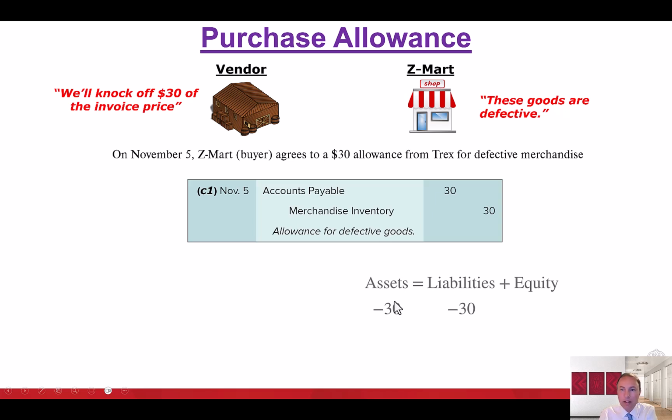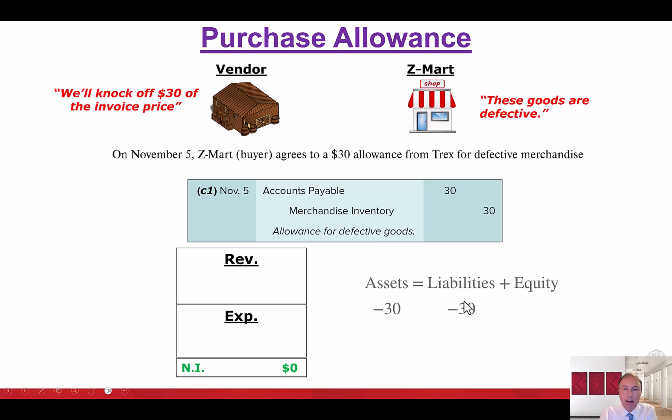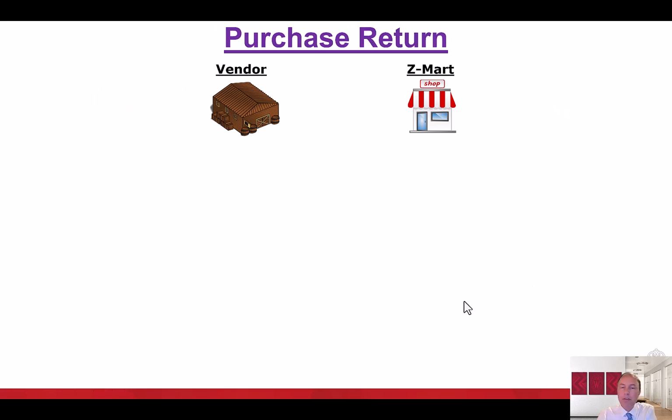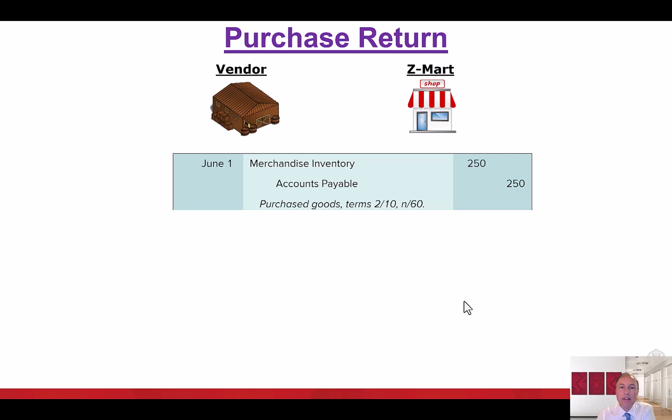Merchandise inventory goes down, our liabilities decrease, and nothing impacts the income statement. But what about a purchase return? This is really similar. In this case, they send us the items, and let's say they ship us $250 worth of merchandise. So for Z-Mart, their merchandise goes up and their accounts payable goes up with the terms, hey, pay us within 60 days, but if you pay us within 10 days, we'll knock off 2% of the price.